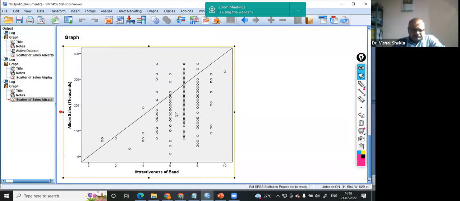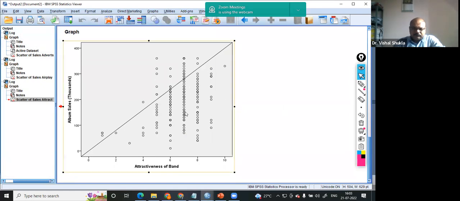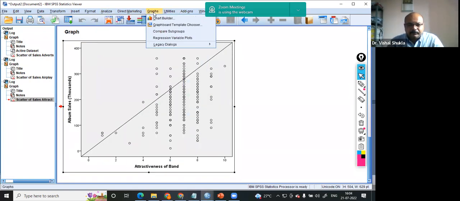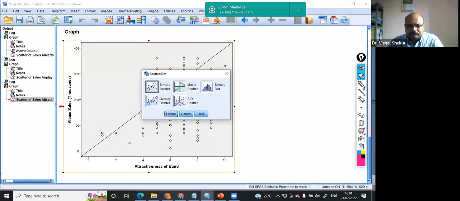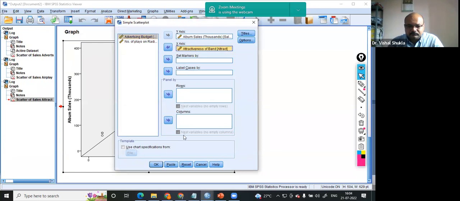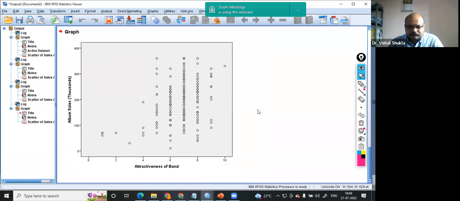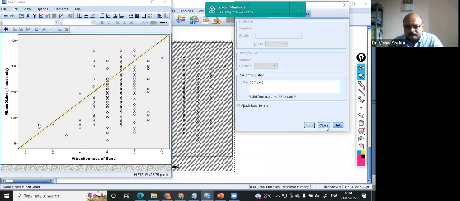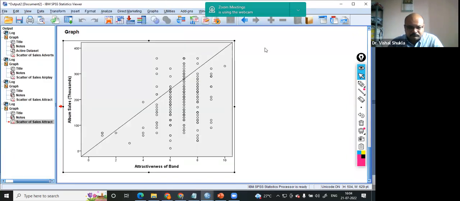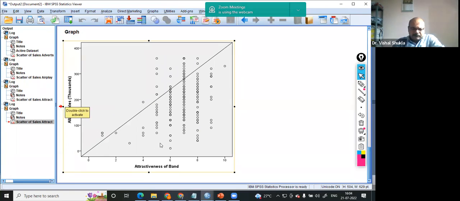Here there are more residual errors. If you see, very few are fitting to the line. There are more residual errors. Why is the R square value not coming? So there are more residual errors, so R square is not computed in this case. So individually, you can say that attractiveness of the band is unable to predict album sales. But when put into the model, we'll see how it is affecting. But individually, it is not affecting.